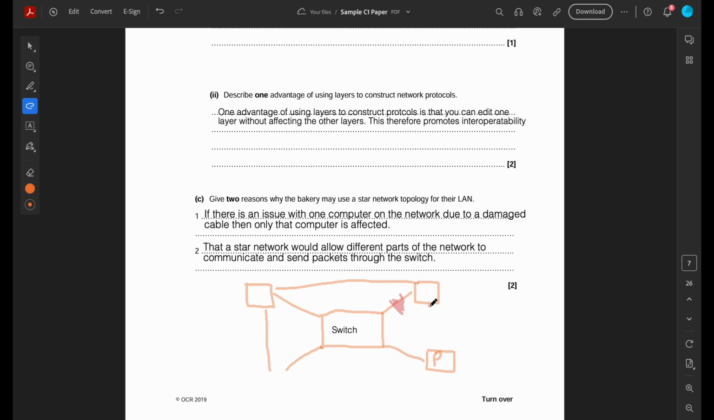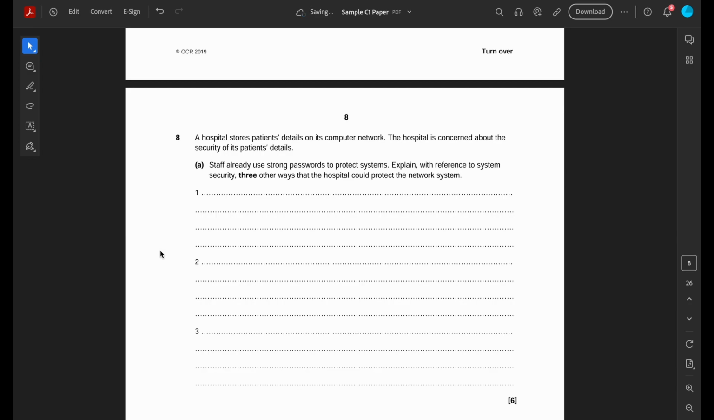It starts to become what's called a mesh. That means that some computers have more connections to other parts of the network. So we could talk about the fact that obviously a star network is significantly cheaper than using that kind of network.